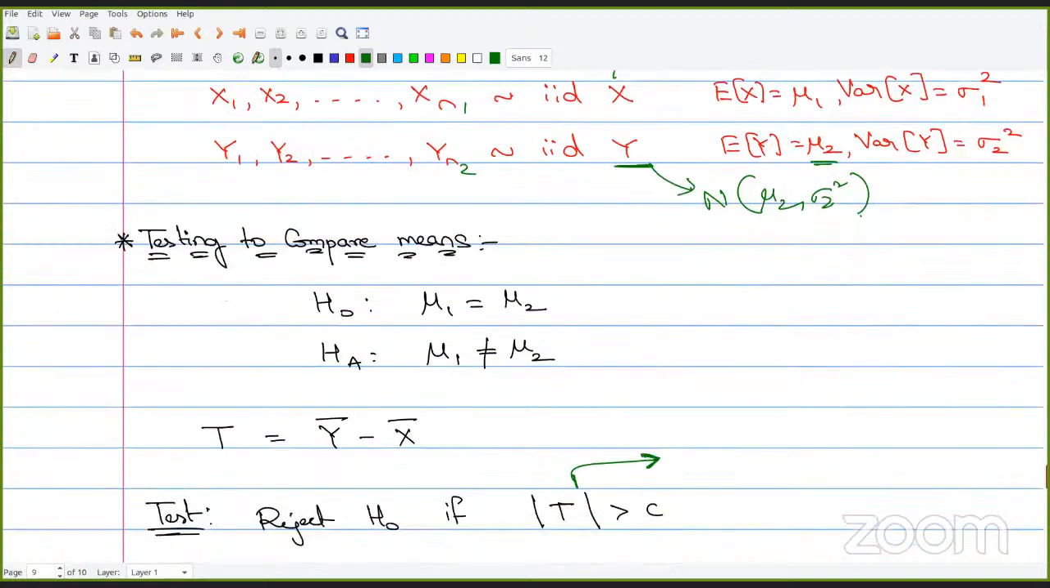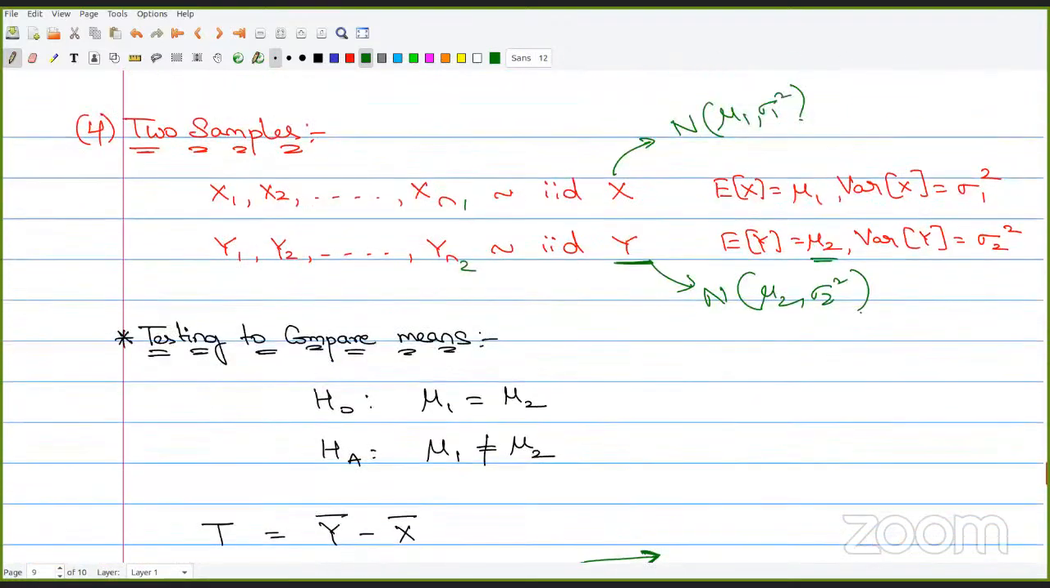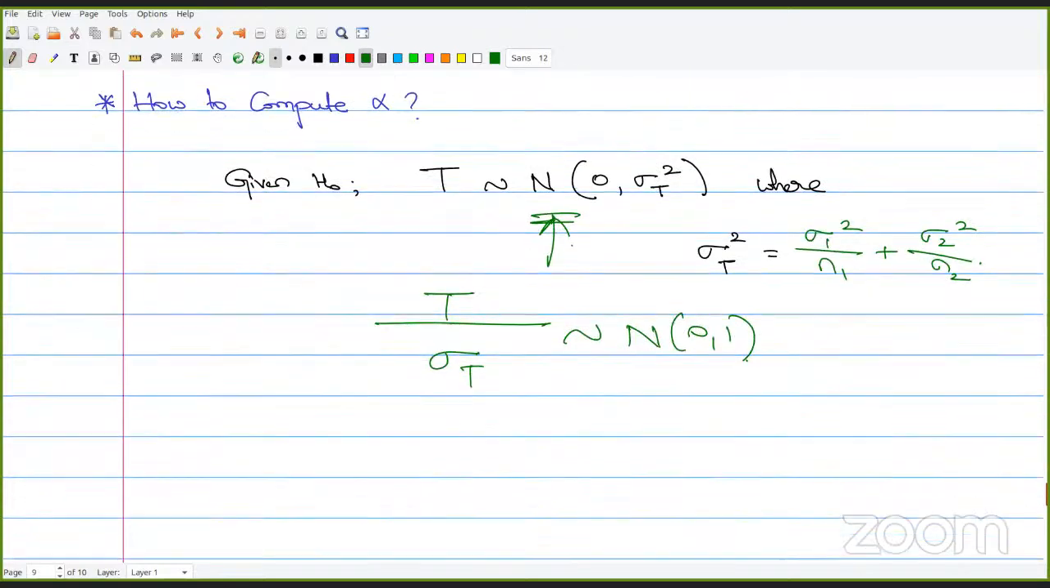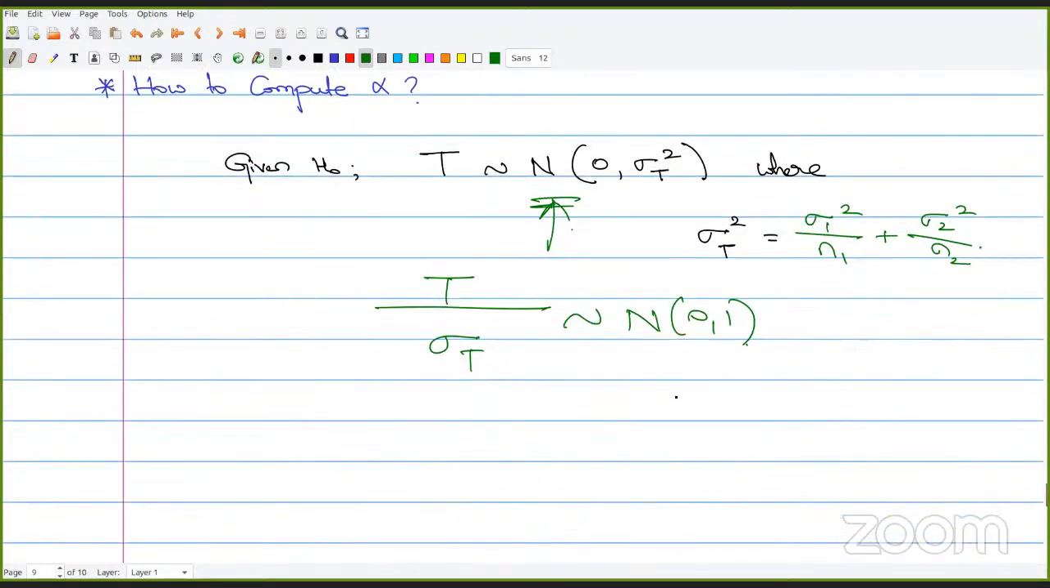In this particular case, we are again using the normal. So we are converting this to standard normal. What we do is divide t by sigma t, and this will follow standard normal 0, 1. Correct? As we are again using the z distribution, the standard normal distribution, this is named the z test for two samples.